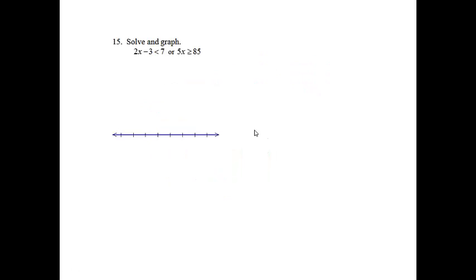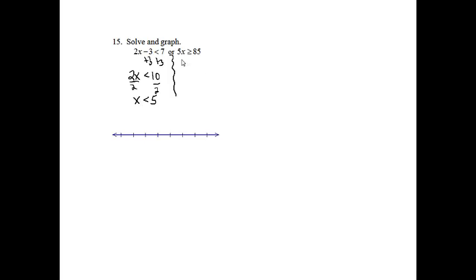Okay, question 15. Solve and graph. 2x minus 3 is less than 7, or 5x is greater than or equal to 85. Since the word or is there, we're going to treat these as two separate problems. I usually like to draw a little squiggly to separate them. Okay, this one I'm going to add 3. So I'll get 2x is less than 10. I'm then going to divide by 2, so I get x is less than 5.